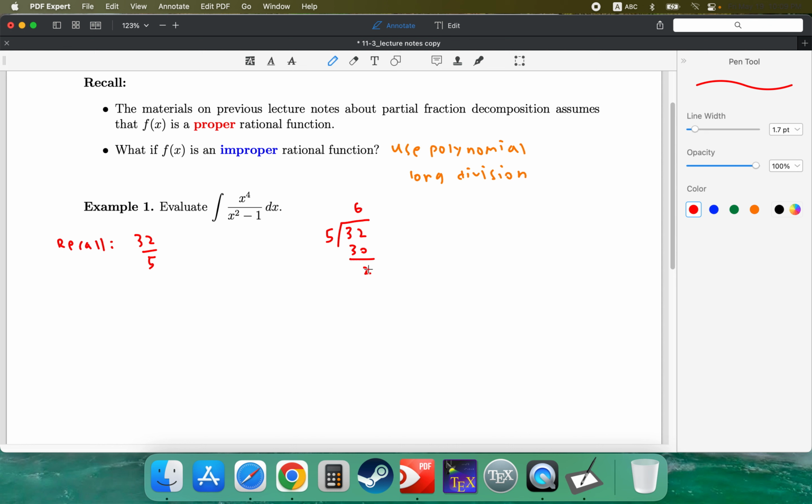And we have 2, right? You have to use subtraction: subtract 30 from 32, that's a 2. We notice that this number, 2, is less than 5, so we stop. If this number were greater than 5, then you have to keep going. But it is less than 5, so we stop. We call this the quotient, and we call this the remainder. So we can write 32 over 5 as the quotient, 6, plus the remainder over 5.